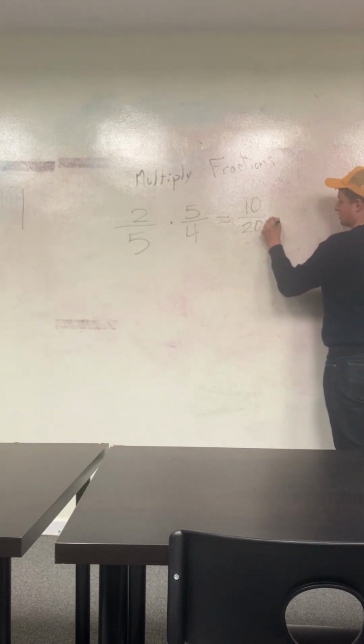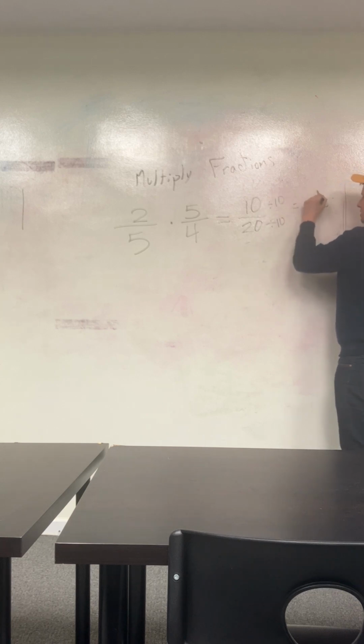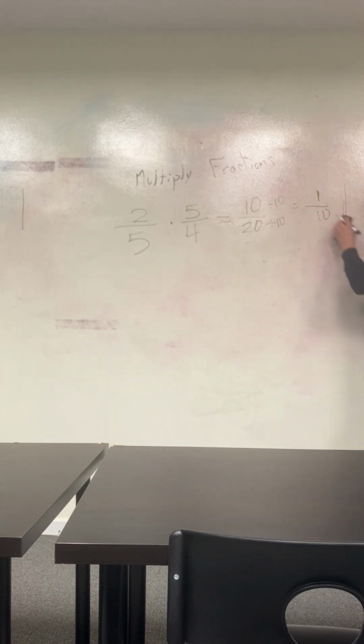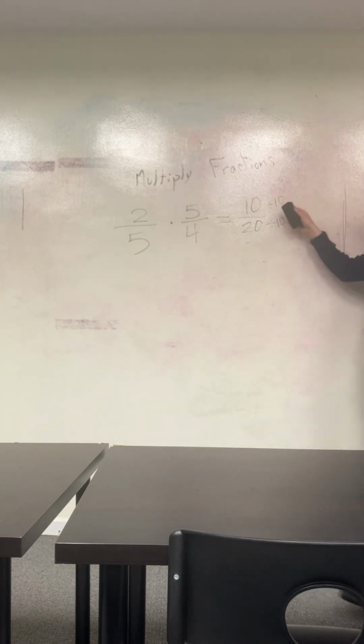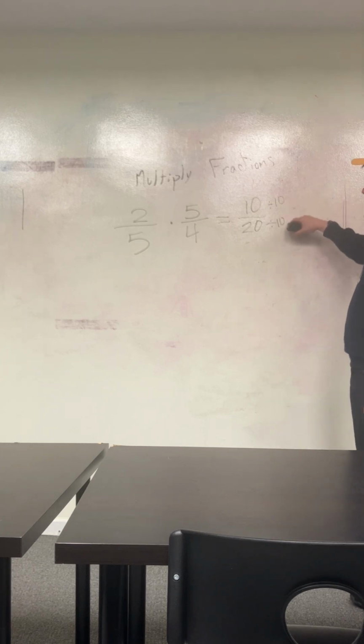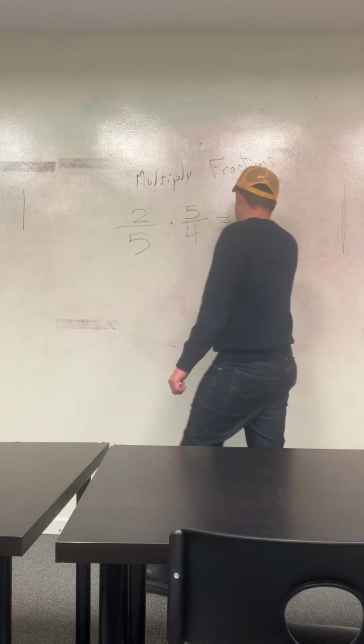The quickest way to do this one is divide by 10, and then you get 1 over 2 right away. So that's the quickest way to divide down. If you divide by the biggest number that they both have, and this is called the greatest common factor, the biggest factor that both of them have in common, then it'll be totally simplified.